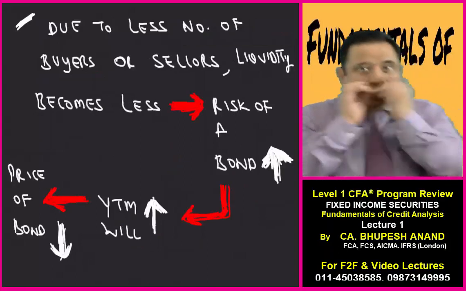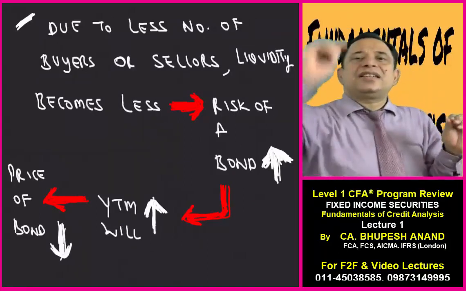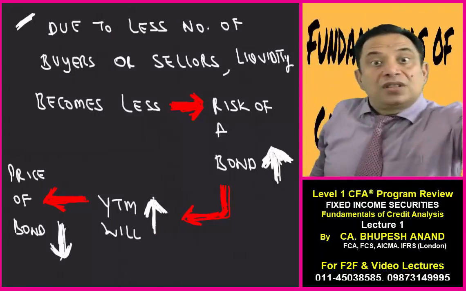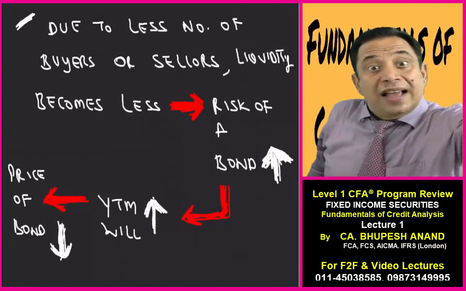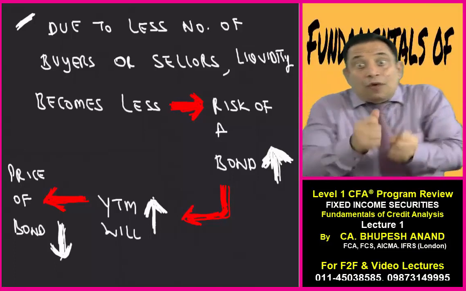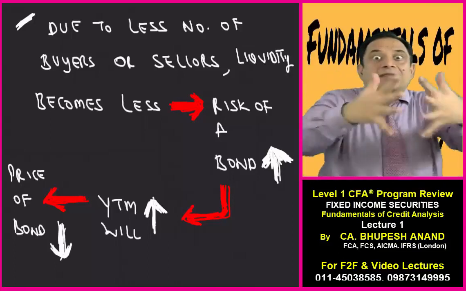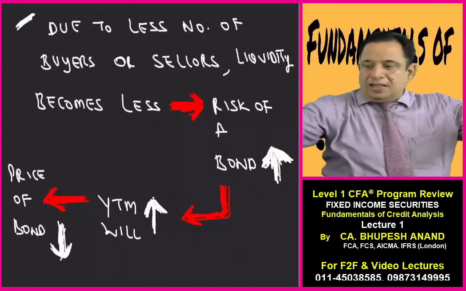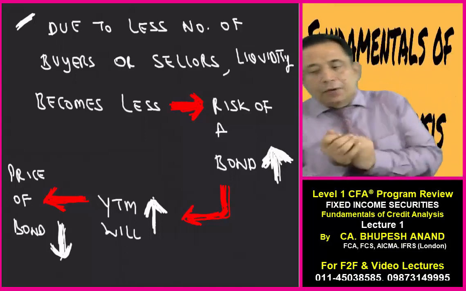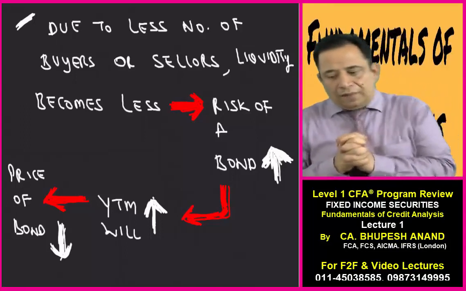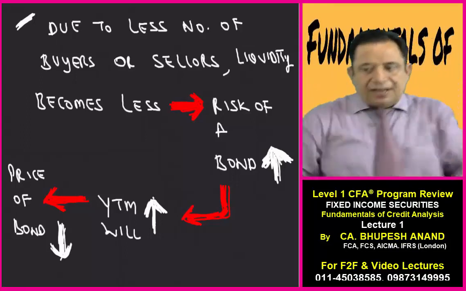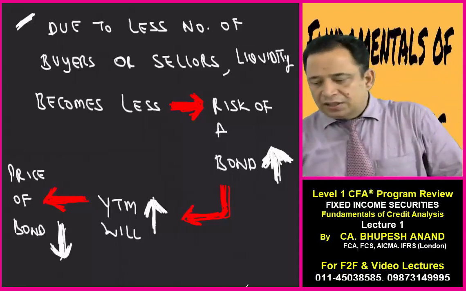And the second risk is that people have stopped purchasing and selling the bonds of Apollo Tires. There are no buyers and no sellers. When there are no buyers and no sellers, it means it is a liquidity risk. And when there is a liquidity risk, YTM will increase, spread will widen, and price will come down. So please write down this point also. Due to fewer buyers or sellers, liquidity becomes less, the risk of a bond and YTM will increase, and the price of a bond will decline.